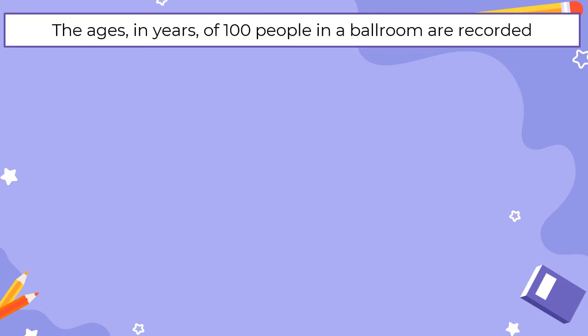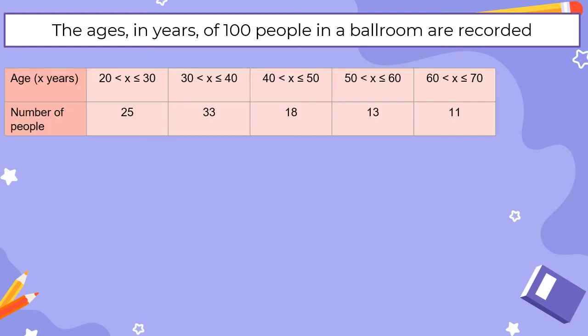For example, the ages in years of 100 people in a ballroom are recorded. For the age, x is greater than 20 but less than or equal to 30, the number of people is 25. Then next, x is greater than 30 but less than or equal to 40, the number of people is 33. Then x is greater than 40 but less than or equal to 50, the number of people is 18. The next, x is greater than 50 but less than or equal to 60, the number of people is 13. Next, x is greater than 60 but less than or equal to 70, the number of people is 11.